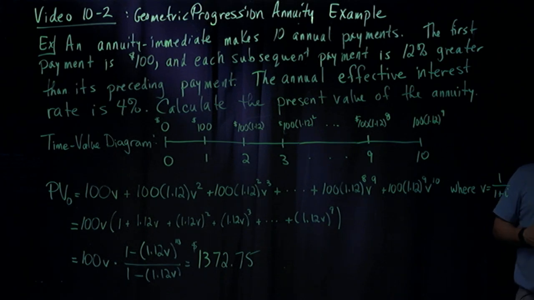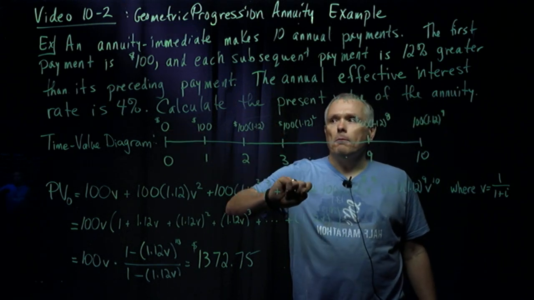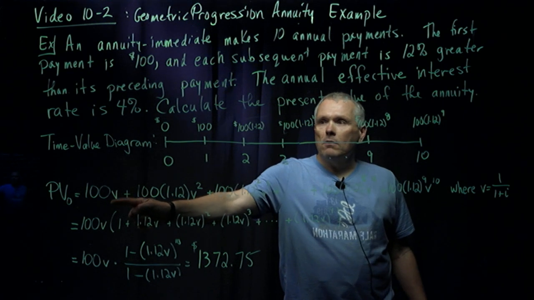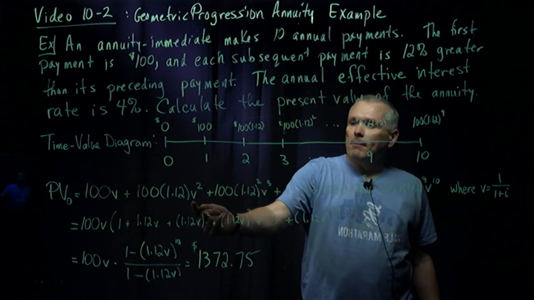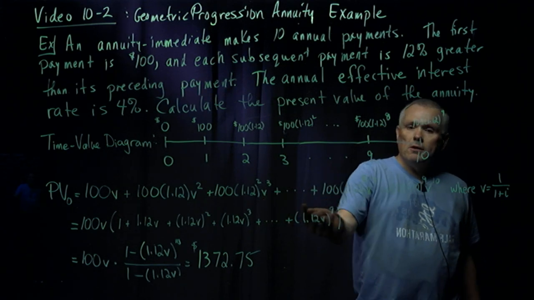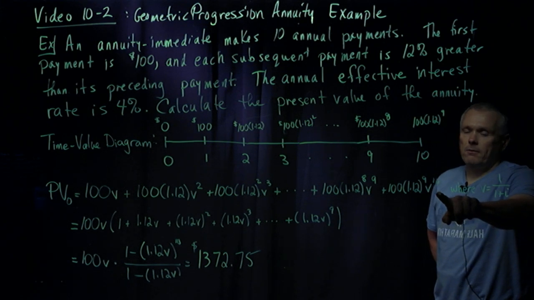And then again, just using our first principles of finding present value, we need to move all of these payments back to time 0. So to do that, we'll take the first one times v. We'll take the second one, and we'll multiply it by v squared. We'll take the third one, multiply by v cubed, and so on up the line, the last one, and we'll multiply it by v to the 10th.